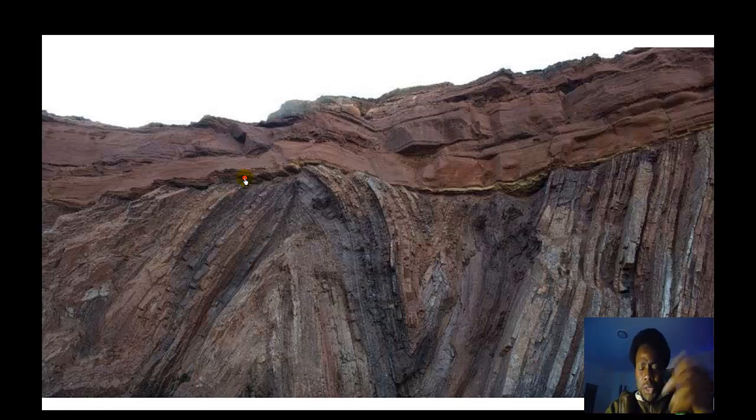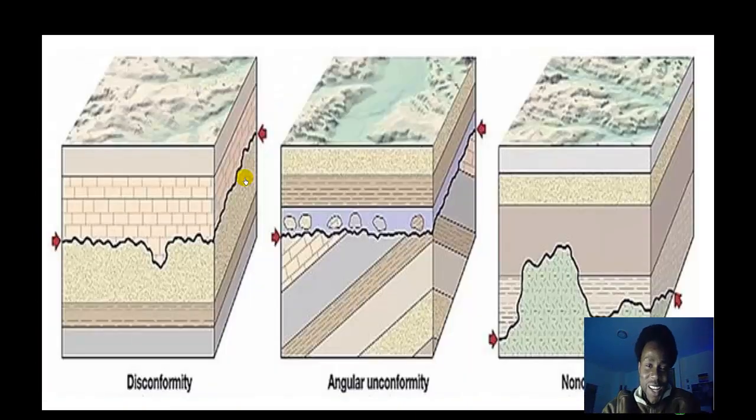So in a nutshell, simply put, what causes unconformity is folding, uplifting, erosion, and subsidence. All right. And there are three kinds of unconformity. You have the disconformity, angular unconformity, and then non-conformity.